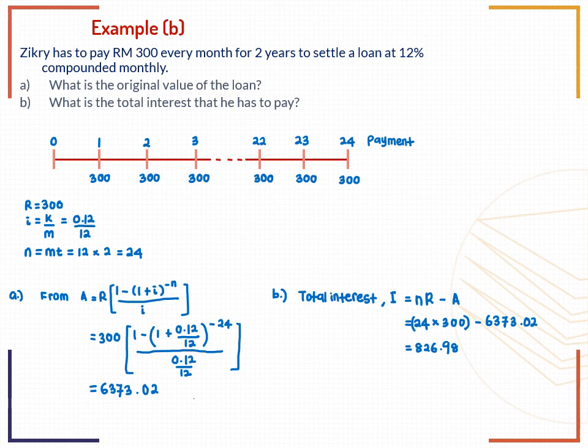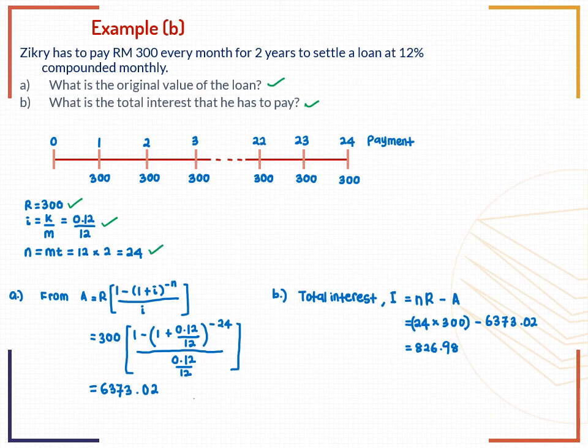Zikri has to pay 300 every month for 2 years to settle a loan at 12% compounded monthly. What is the original value of the loan? What is the total interest that he has to pay? As given in the question, R is equal to 300. I with the formula of K over M is equal to 0.12 over 12. And with the formula of MT is equal to 24.